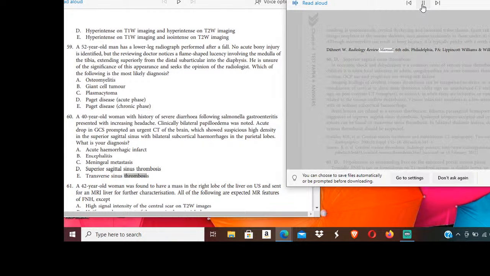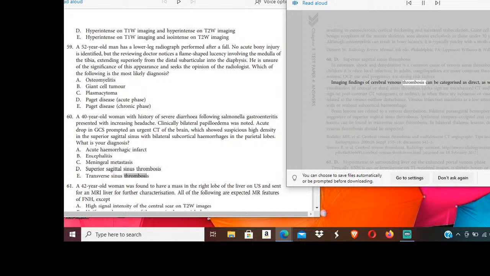Dähnert W. Radiology Review Manual. 6th ed. Philadelphia, PA: Lippincott Williams and Wilkins, 2007:145. 60. D. Superior sagittal sinus thrombosis. In neonates, shock and dehydration is a common cause of venous sinus thrombosis. In older children it is often local infection. In adults, coagulopathies are more common than infection. In women, OCP use and pregnancy are strong risk factors.